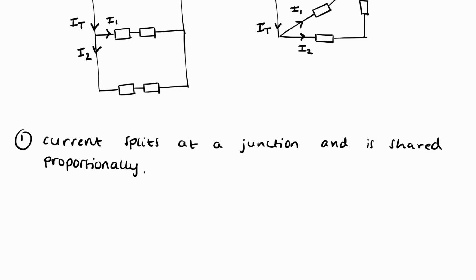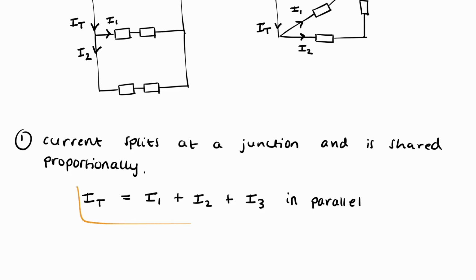Now we can write this mathematically because the total current must be made up of I1 and I2. So we can say that the total current is equal to the current in loop 1 plus the current in loop 2, and then if we had a loop 3 we would add that on as well. And let's be clear, this is only in parallel. I'm going to call this equation 5.